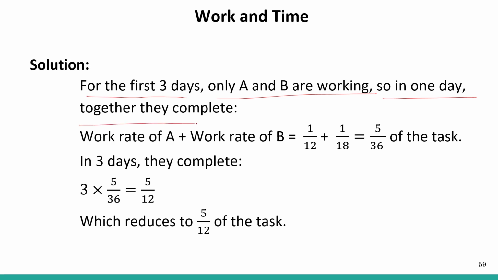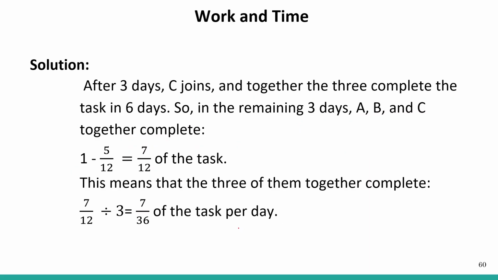In one day, together they complete the work rate of A plus the work rate of B, which is 1/12 plus 1/18, equal to 5/36 of the task. In 3 days, 3 multiplied by 5/36 is 5/12 of the task. After 3 days, C joins, so now the work rate of C will also contribute. The three complete the task in 6 days, so in the remaining 3 days, A, B and C together complete 1 minus 5/12, that is 7/12 of the task.